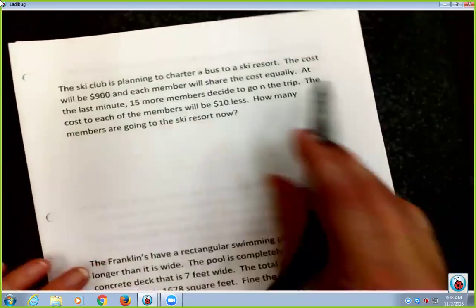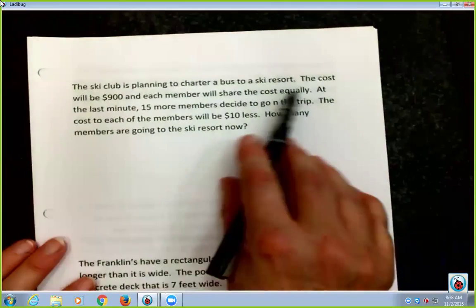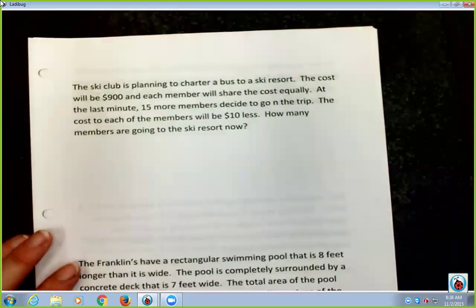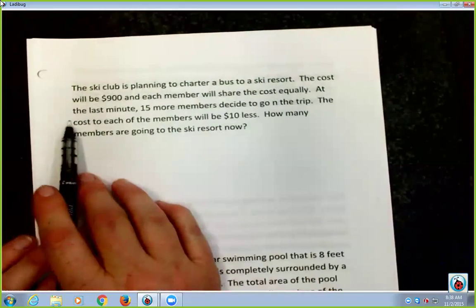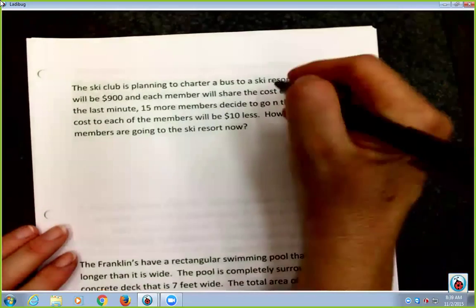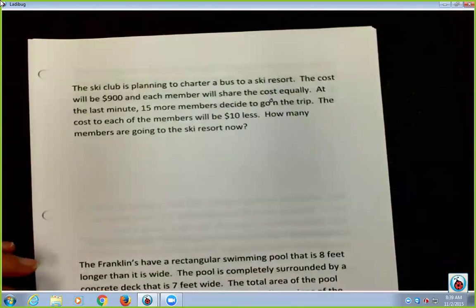So a ski club is planning a charter bus to a ski resort. The cost is $900, and each member will share the cost equally. At the last minute, 15 more members decide to go on the trip. The cost to each of the members will be $10 less. How many members are going to the ski resort now?